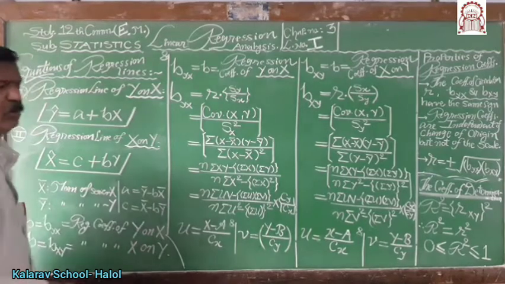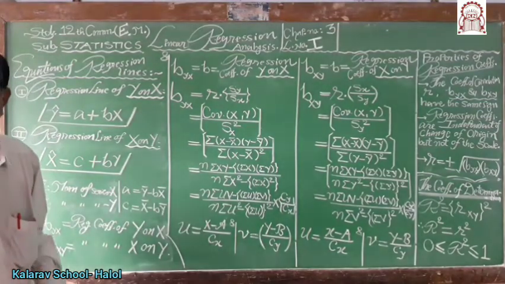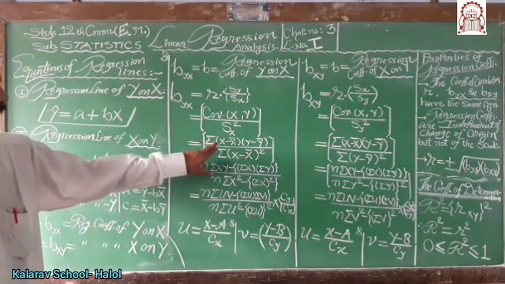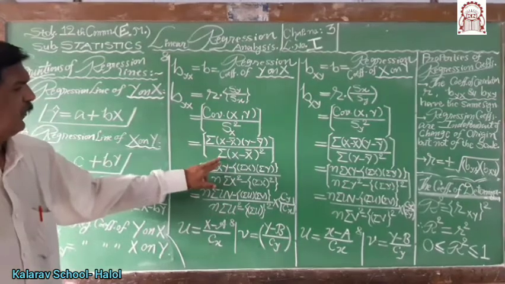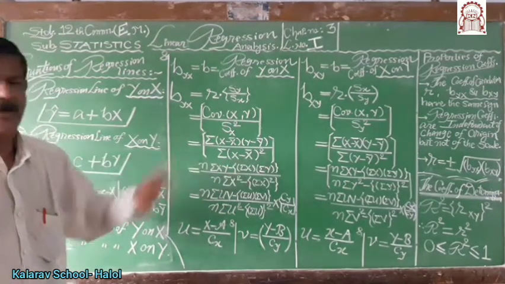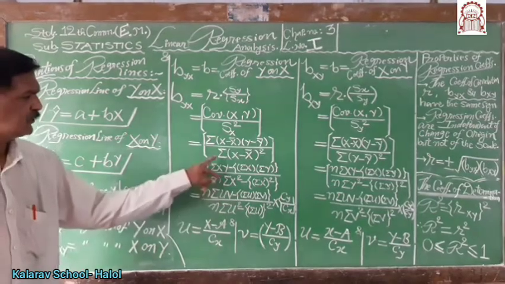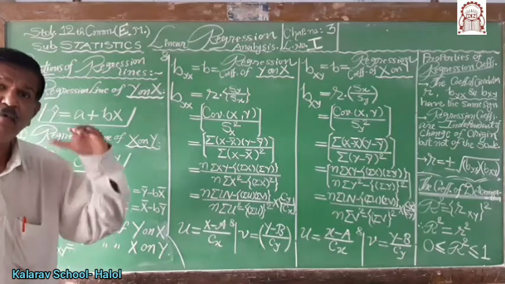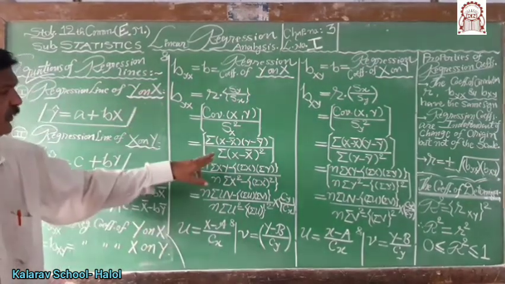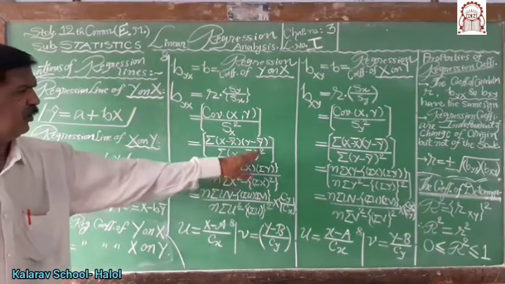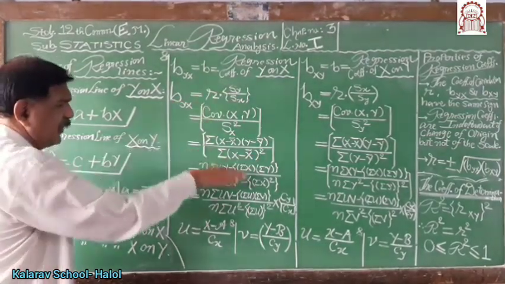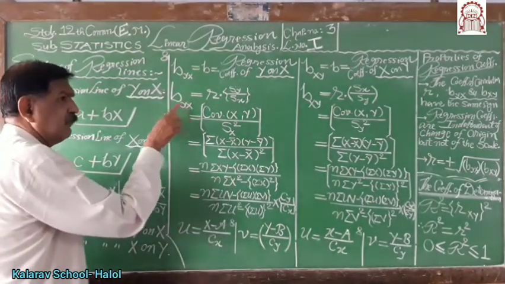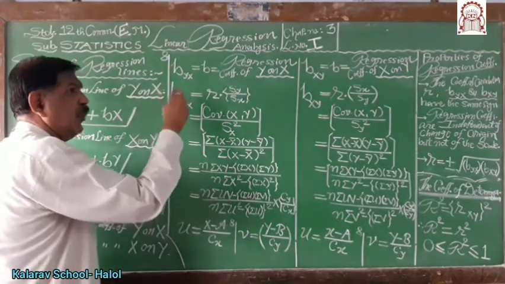If x bar and y bar are both integer values, then byx is given by sigma x minus x bar into y minus y bar upon sigma x minus x bar whole square, with sigma x minus x bar whole square in the denominator. There is no square root. See the difference between the formula for correlation and for regression. These are the formulas for computing byx, the regression coefficient of y on x.